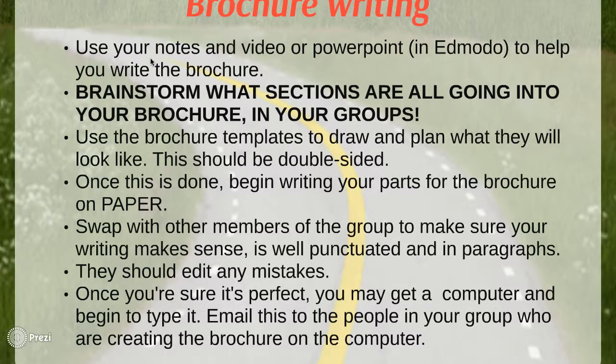Now what you do is write your parts on paper and make sure that you're being careful with your spelling, punctuation, grammar and everything else like that. Once you've written it on paper, pass it to another member in your group and get them to proofread your writing to make sure that it all makes sense and it's understandable and well punctuated. The person will then give you that bit of paper back, and you can now use a tablet or a laptop to start writing your section down. Once you've done this, you will email it to the two people who are going to be creating the brochure on the computer.